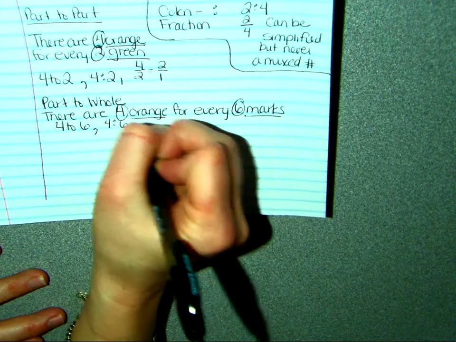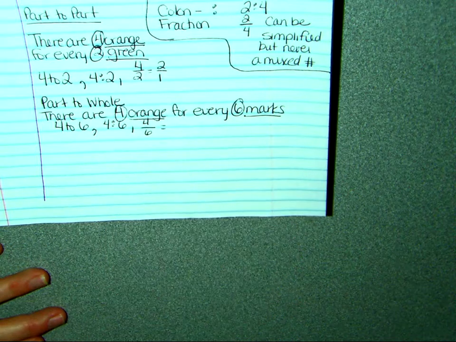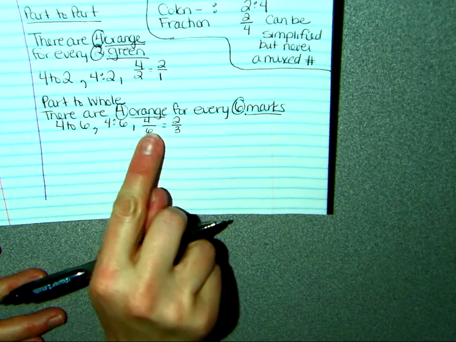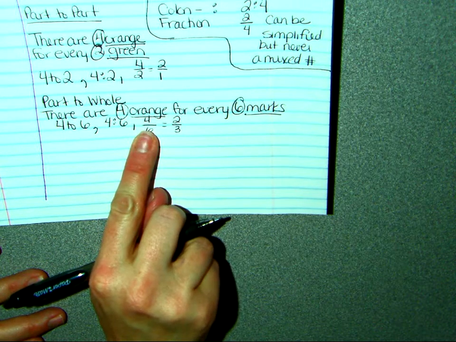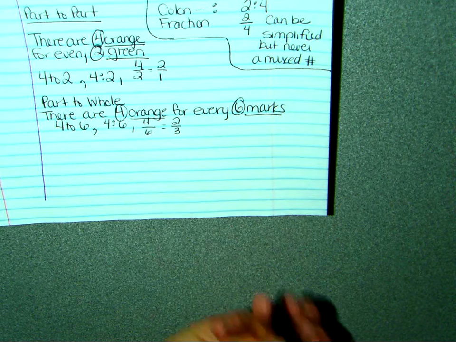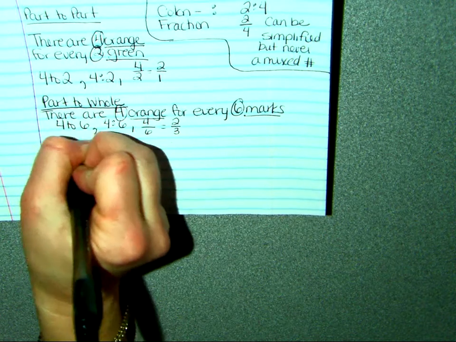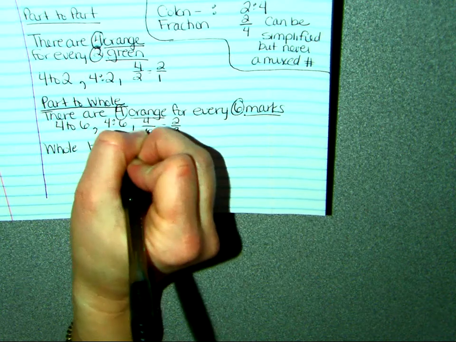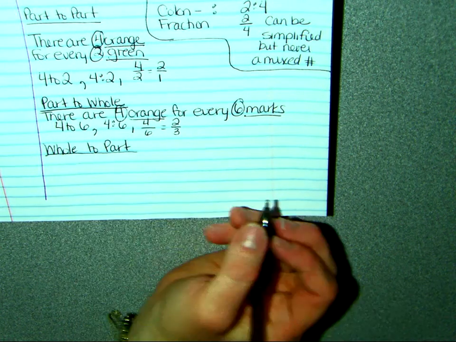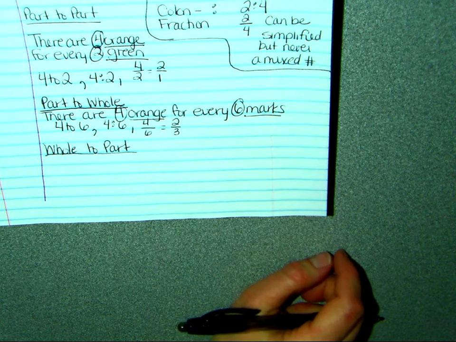4:6, and then 4/6. Can you simplify that? Yes. To what? 2/3. 2/3, right. And what you did is you just divided, I'm assuming, the 4 divided by 2, the 6 divided by 2, right? Cool. All right, let's do the last one, which is whole to part. Okay. Can somebody tell me what this one would be? Whole to part.